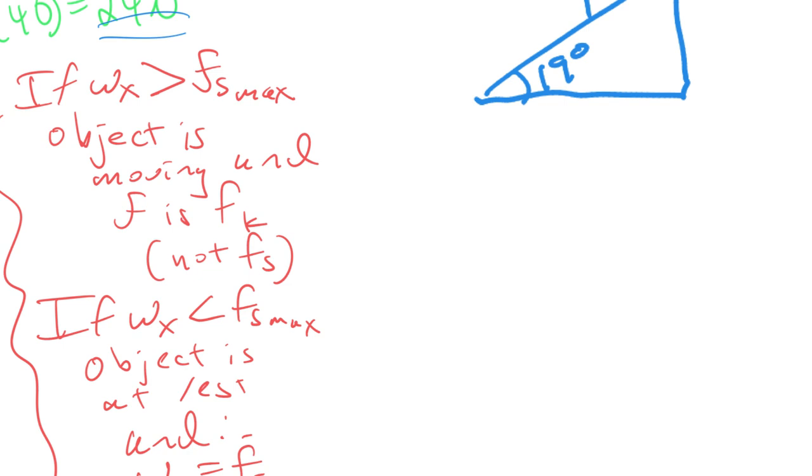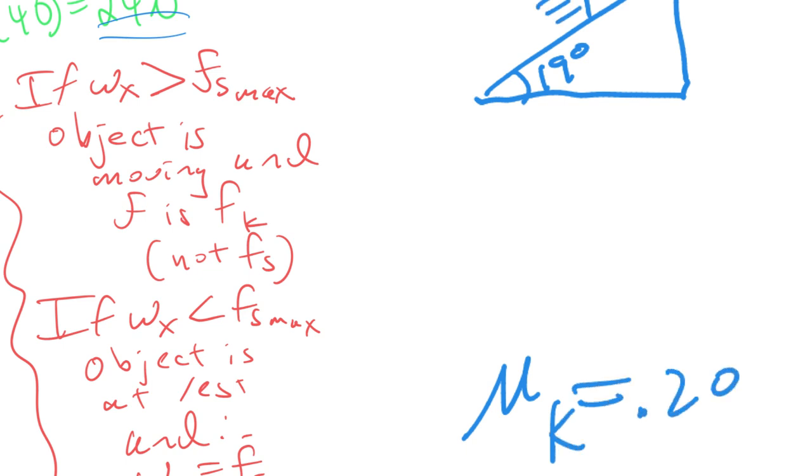The coefficient of friction is 0.20. So let me write that over here. Coefficient of kinetic friction is 0.20. So I'm assuming this is moving. That equals 200 newtons.